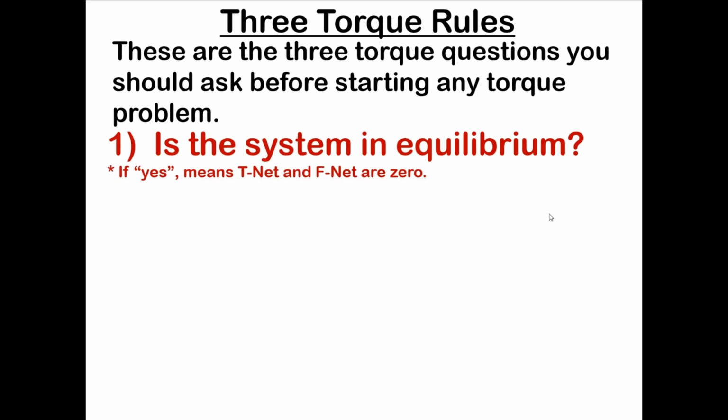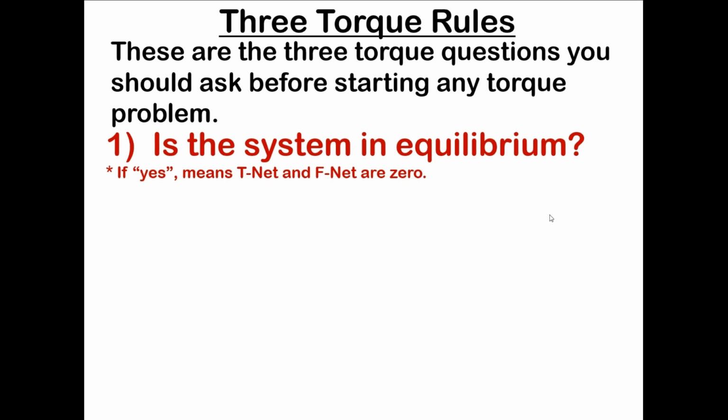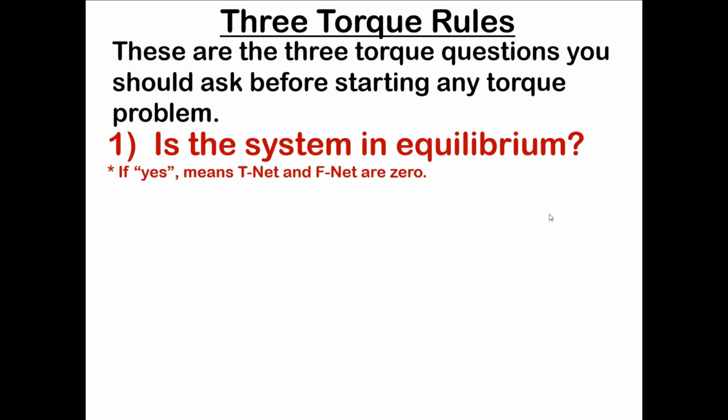Question number 1, is the system in equilibrium? So what that means is this: there is no linear acceleration and there is no angular acceleration. No change in velocity, no change in angular velocity. Now, the most common version of this situation is 0 velocity, 0 angular velocity. In other words, the object is not moving and the object is not rotating at all.